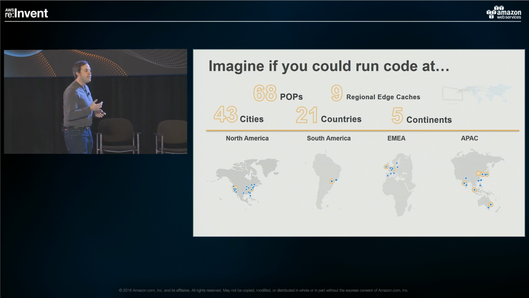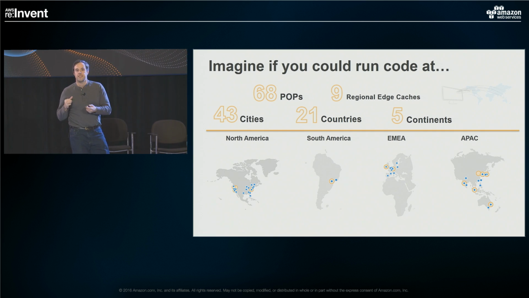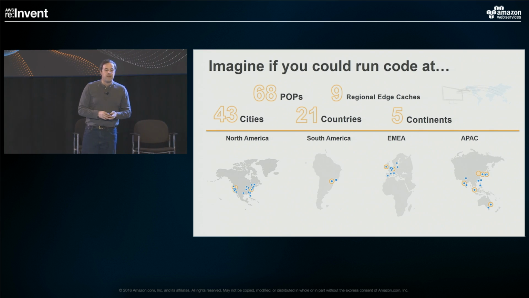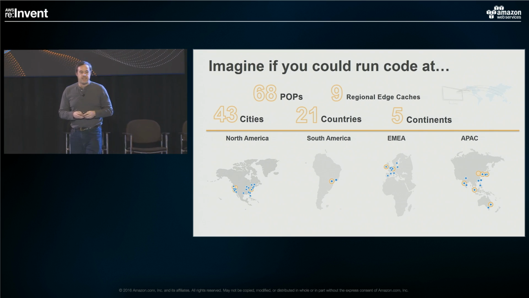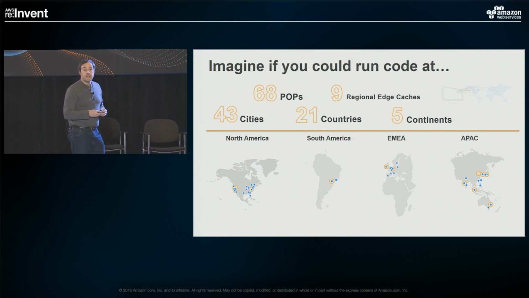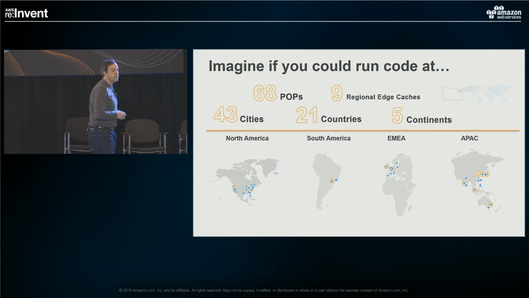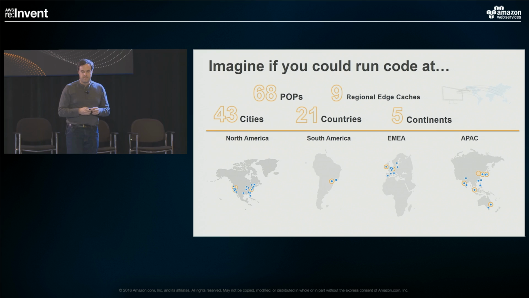But imagine taking all of these points of presence and being able to accelerate connections and deliver dynamic and static content. Imagine being able to run it from 68 POPs or 9 regional edge caches across 21 countries in 5 continents.